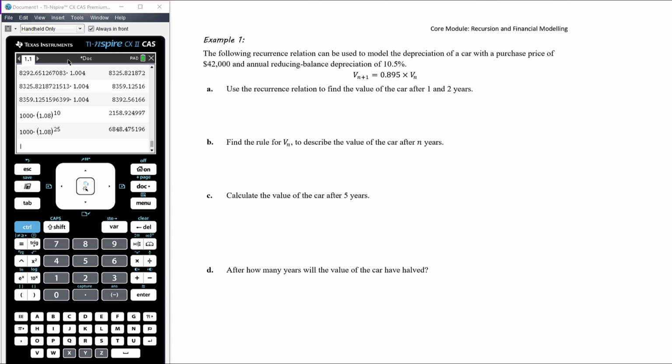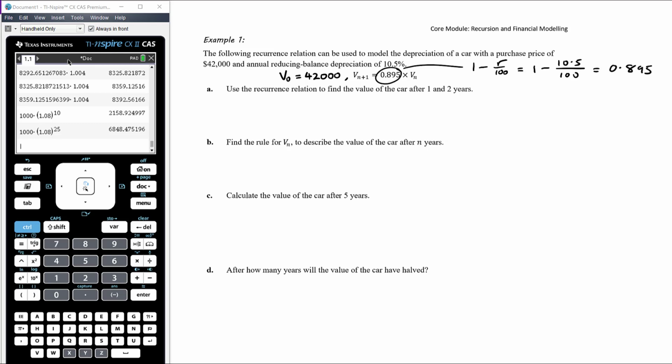The following recurrence relation can be used to model the depreciation of a car with a purchase price of $42,000 and annual reducing balance depreciation of 10.5%. Okay, so again, we're missing the V naught in the recurrence relation, so let's make sure we include that. It's not a recurrence relation without both parts. So V naught is 42,000. Vn plus 1 is Vn multiplied by 0.895, and that 0.895 comes from doing 1 minus R on 100, which in this case is 1 minus 10.5 on 100, which is 0.895.